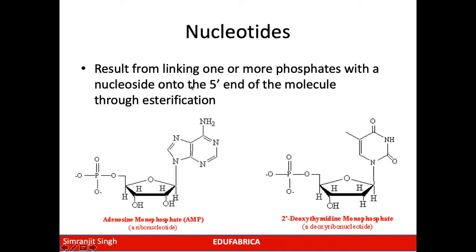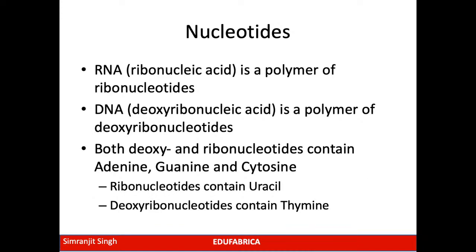So here we can see the result from linking one or more phosphates with the nucleosides on the 5' end of the molecule through esterification. So nucleotides are the ones having the sugar, the phosphate group, and the nitrogenous base. All together they make nucleotides. RNA is a polymer of ribonucleotides, and DNA is a polymer of deoxyribonucleotides. Both deoxy and ribonucleotides contain adenine, guanine, and cytosine, while ribonucleotides contain uracil, and deoxyribonucleotides contain thymine.